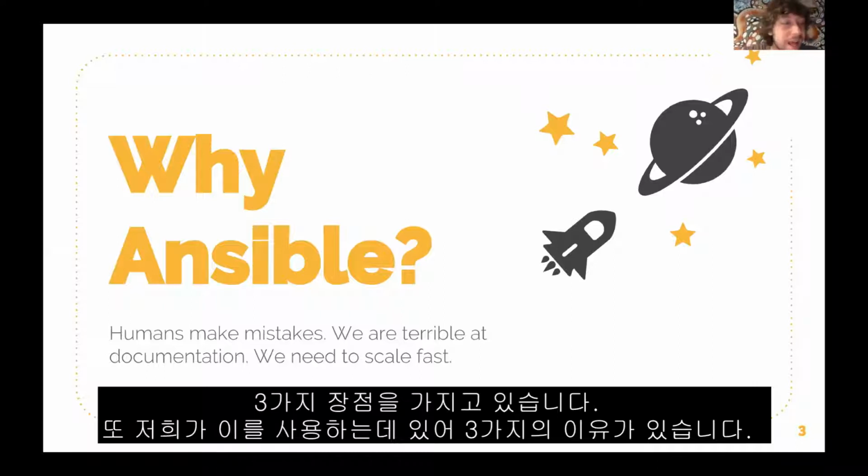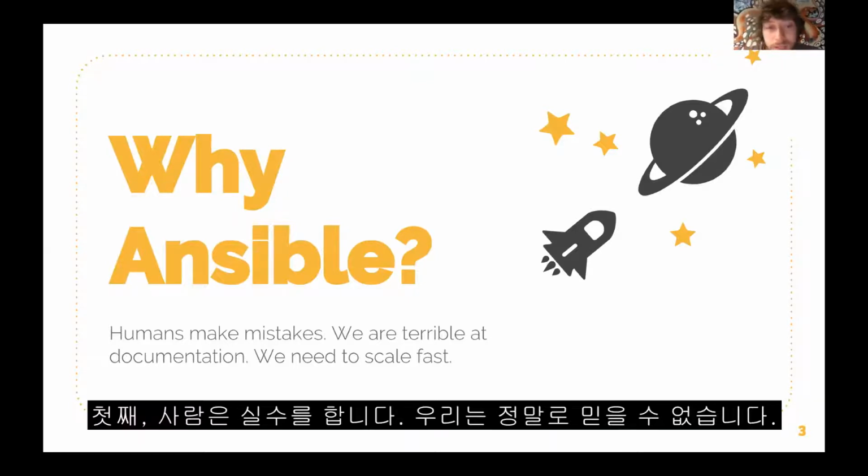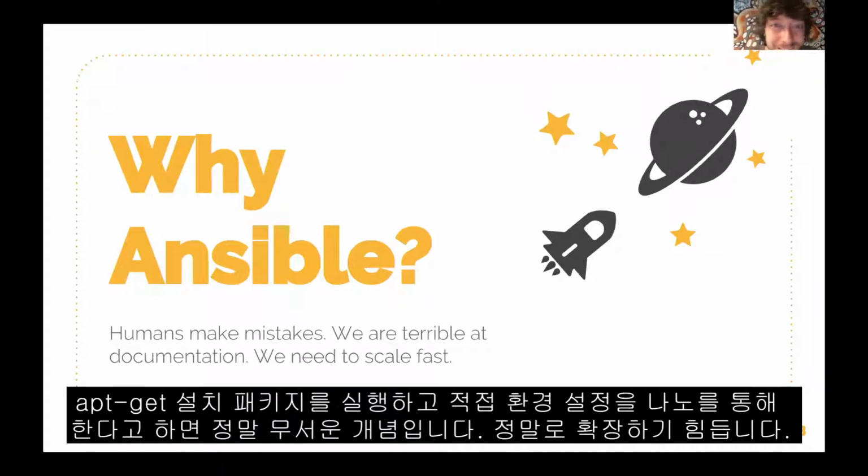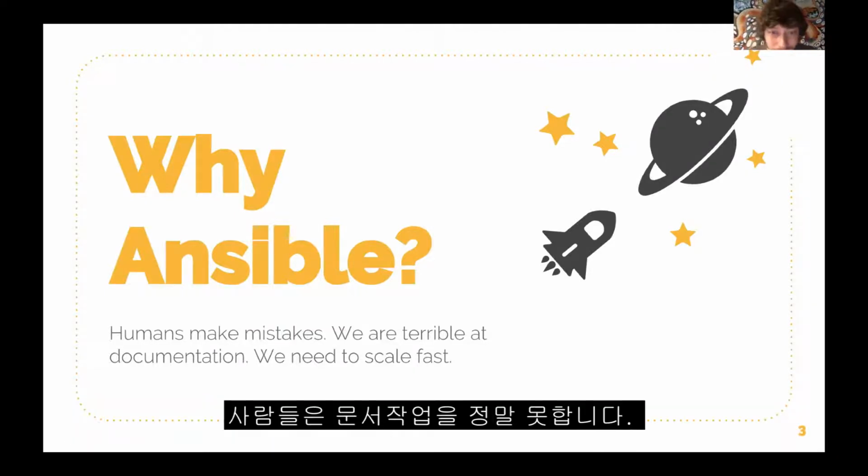For us, really there's 3 main points. Humans make mistakes, right? We're very, very unreliable. Imagine that you have a sysadmin team and you are installing software by SSHing onto a production box. You're apt-get installing packages and you're manually configuring them with Nano, right? That's a pretty scary concept, and it's one that doesn't scale very well.